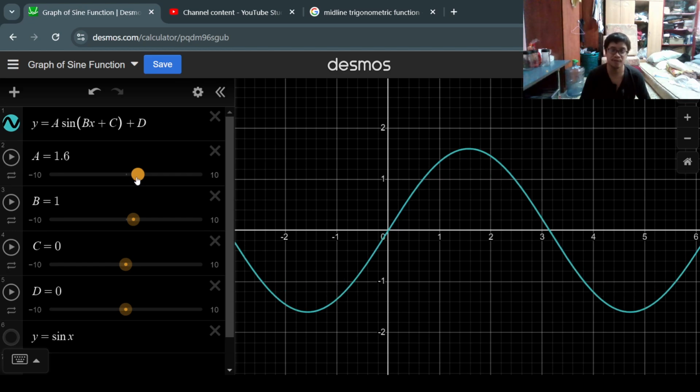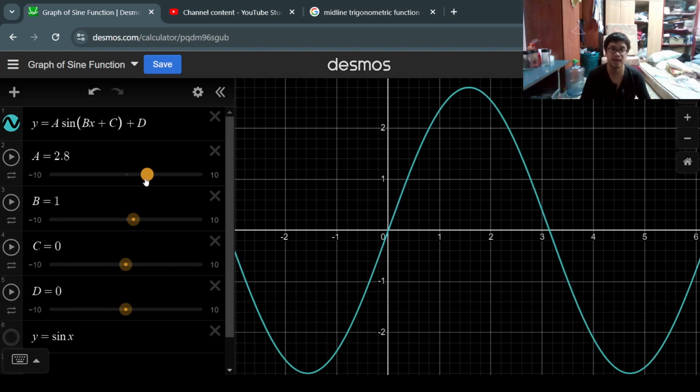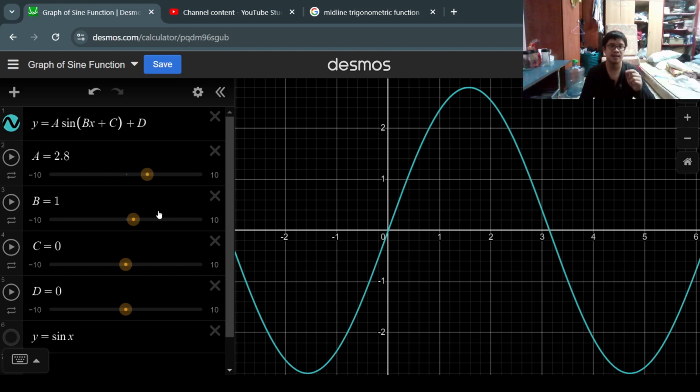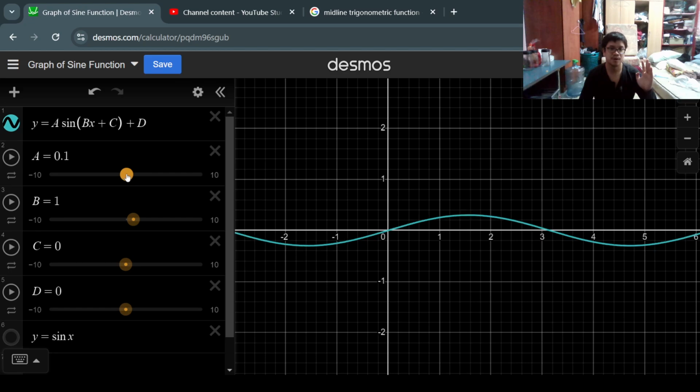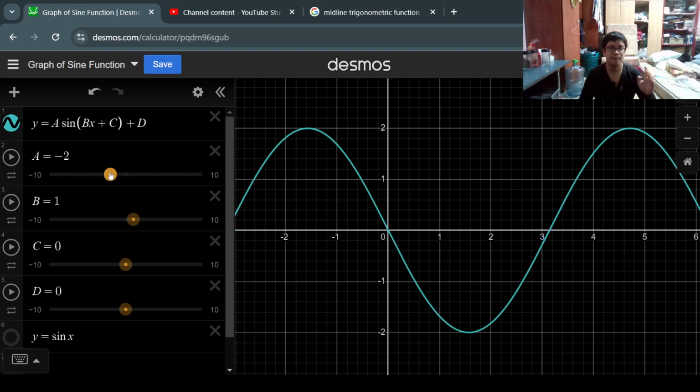From 1 to 1.5 to 1.6, let's make it even bigger, 2.8. Compare it to the original one. You see? What happens there is that if I increase the value of A, it seems like it's increasing. You know what I mean? But what if we do it in reverse way? Like we do this, right? This and this. Okay, if we do this, what happens?